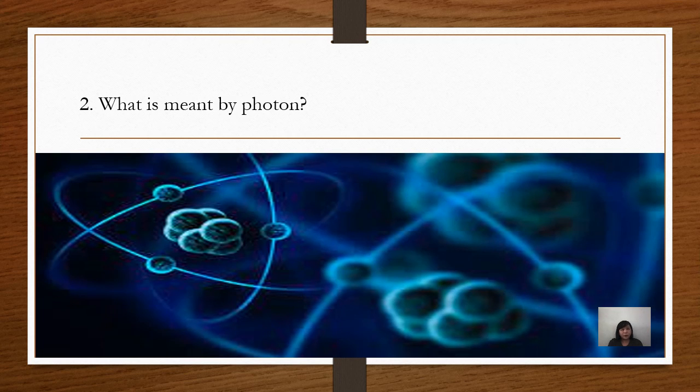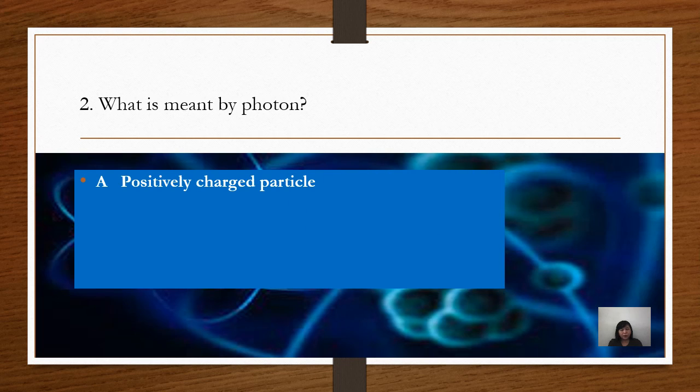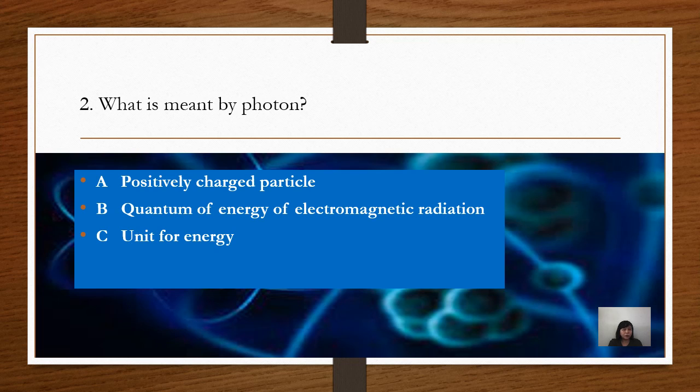Question 2. What is meant by photon? A. Positively charged particle, B. Quantum of energy of electromagnetic radiation, C. Unit for energy, D. Negatively charged particle. Which one is the correct answer? The correct answer is B. Quantum of energy of electromagnetic radiation.